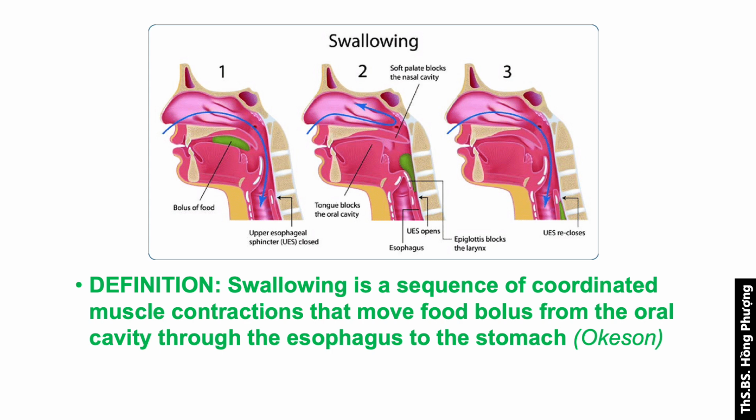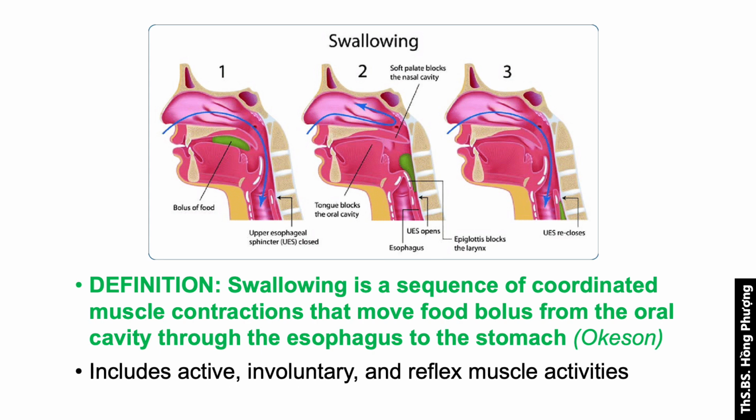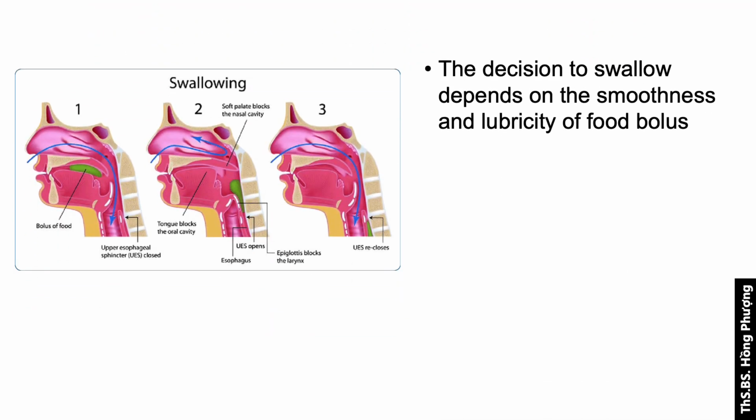Swallowing is a sequence of coordinated muscle contractions that move the food bolus from the oral cavity through the esophagus to the stomach. They include active, voluntary, and reflex muscle activities. The decision to swallow depends on the smoothness and lubricity of the food bolus.